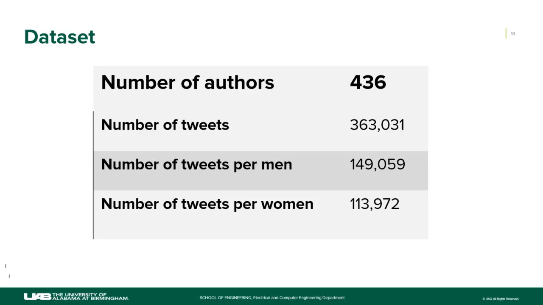So the distribution of the tweets per gender is 149,000 for men and 113,000 for women. So the data set is not perfectly balanced.